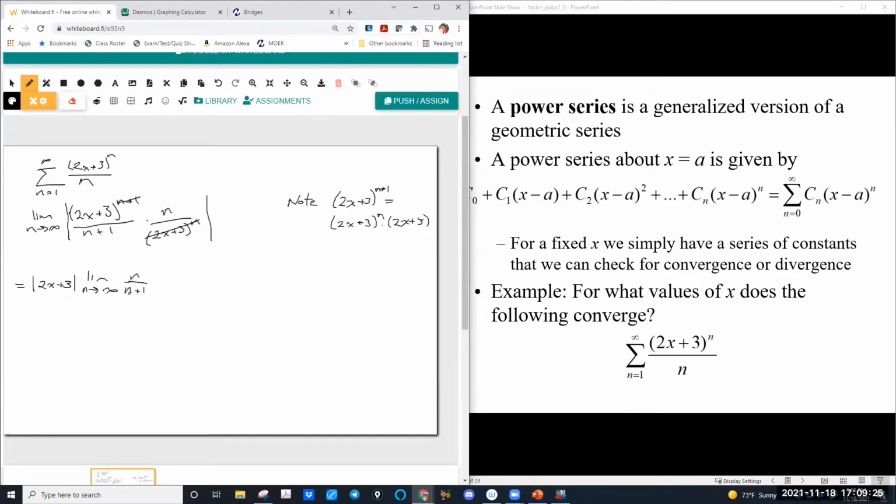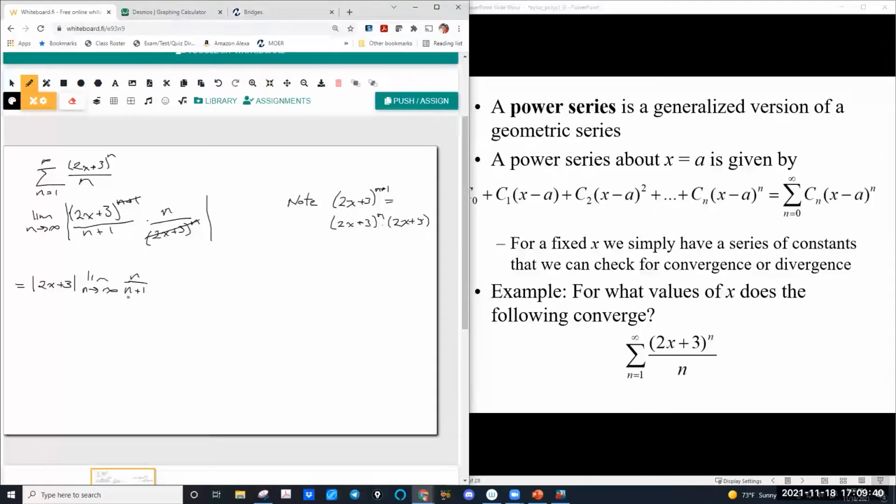Don't need the absolute value here. It's not going to make it wrong if you have it, but n's always going from 1 to infinity, so this is always positive. Don't really need it. So then the question becomes, all right, what is this limit?